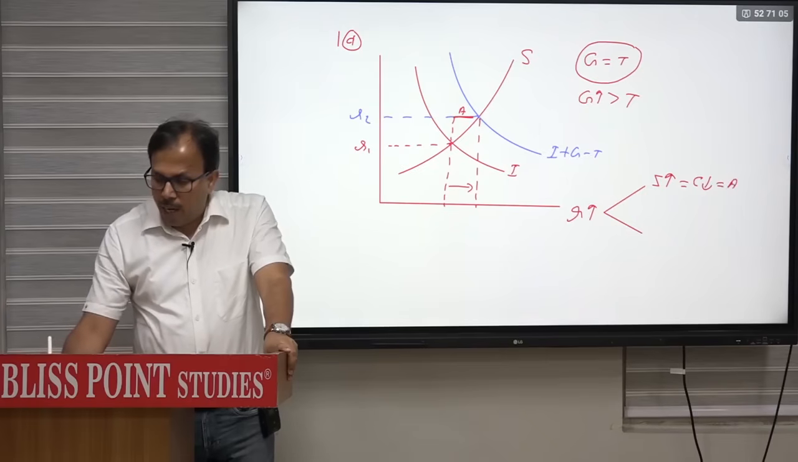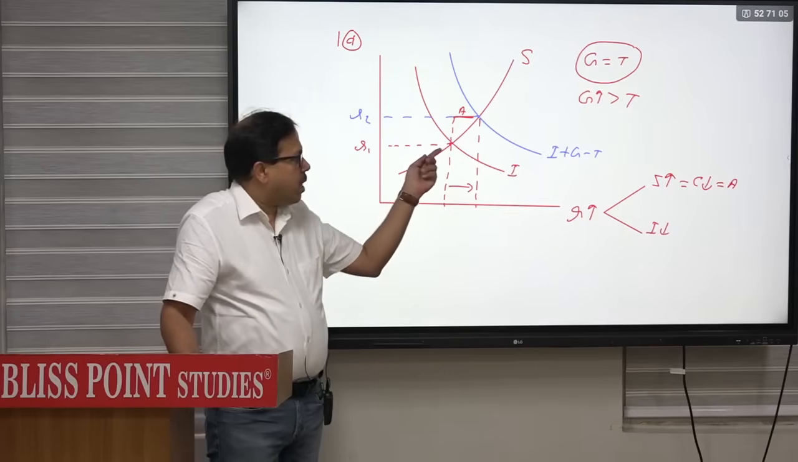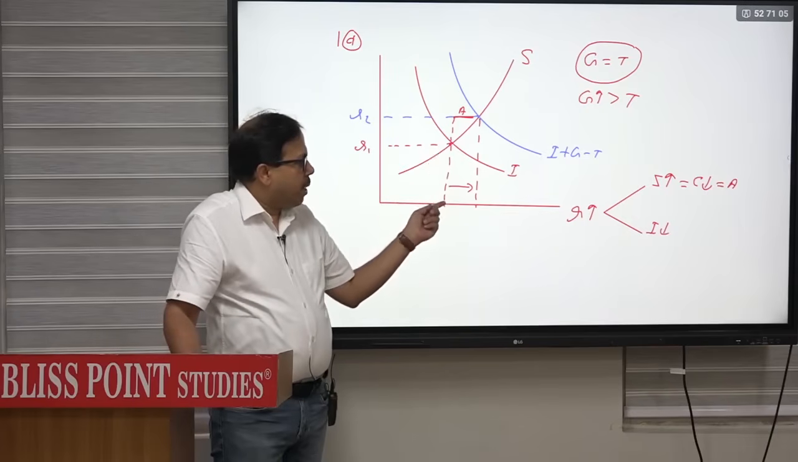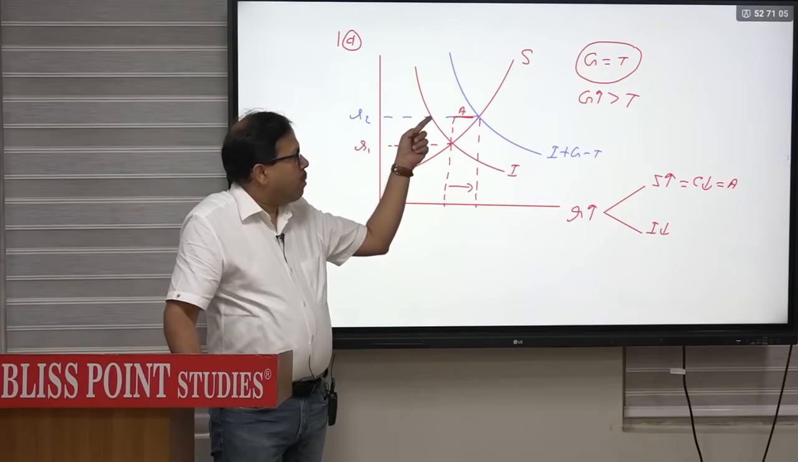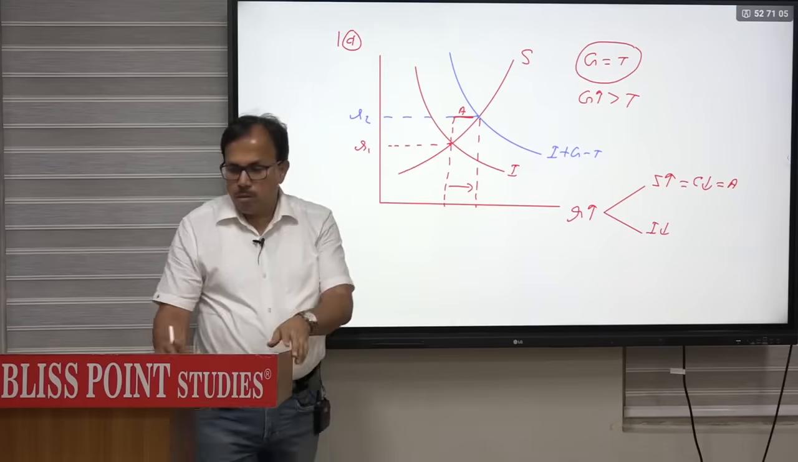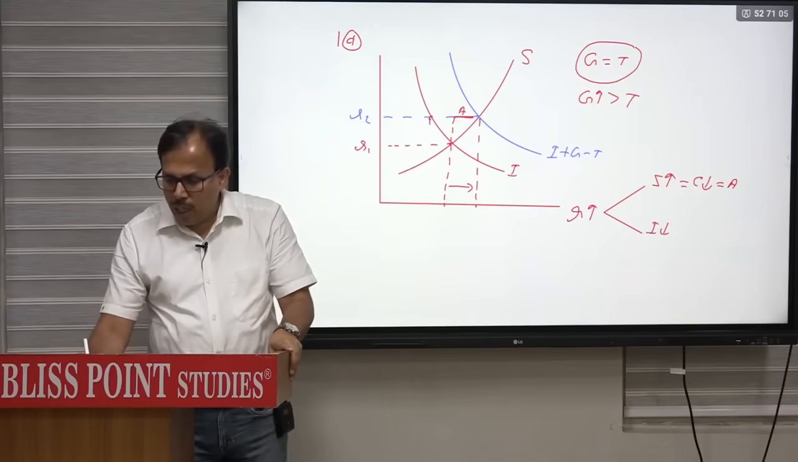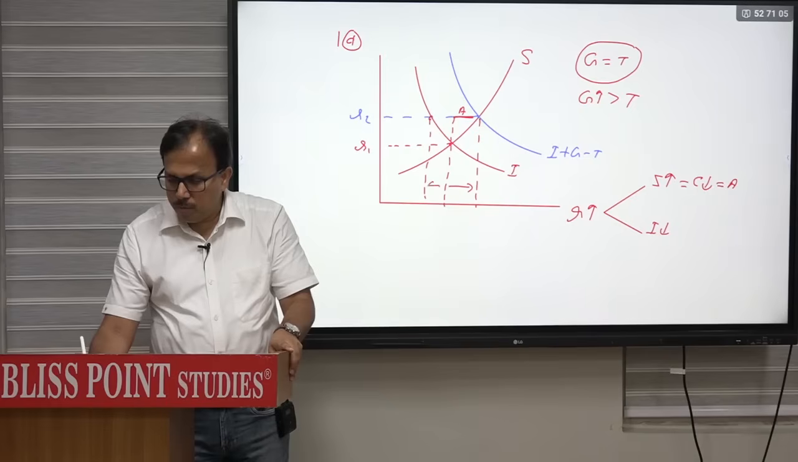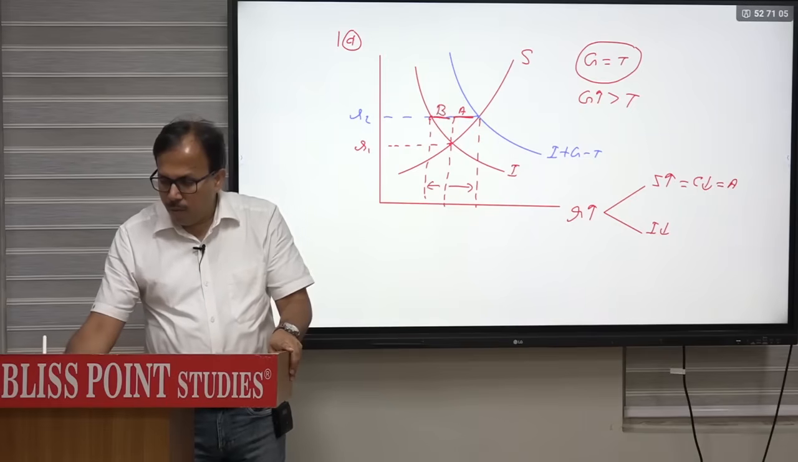And at the same time, high interest rate will reduce investment. So initially when interest rate was R1, investment was determined by this. At R2, investment will be determined by this number. So at R2, investment will decrease, and it will decrease by distance B.